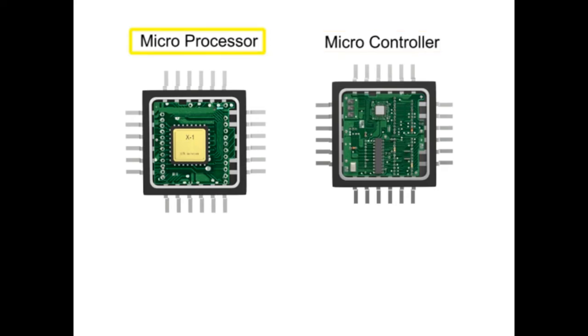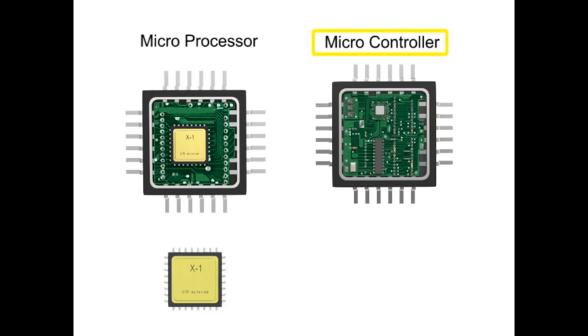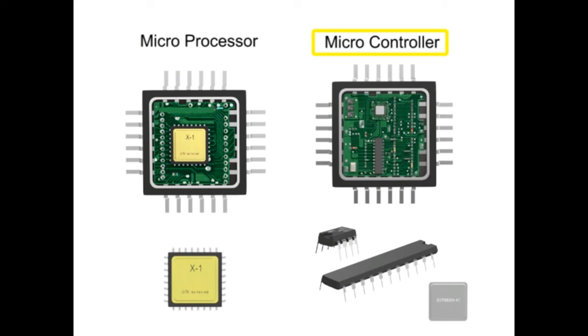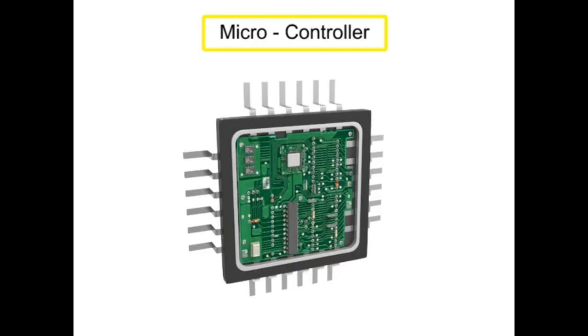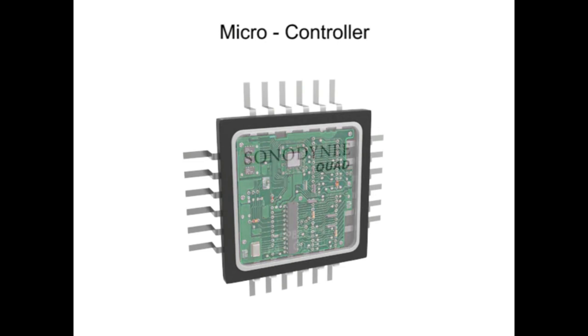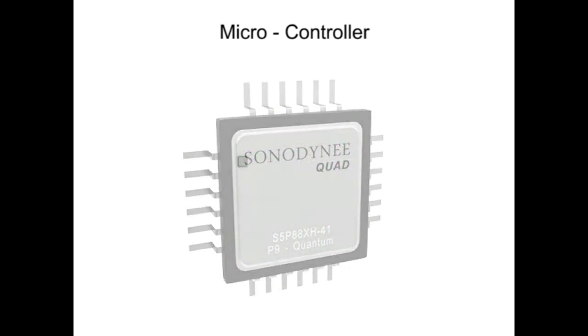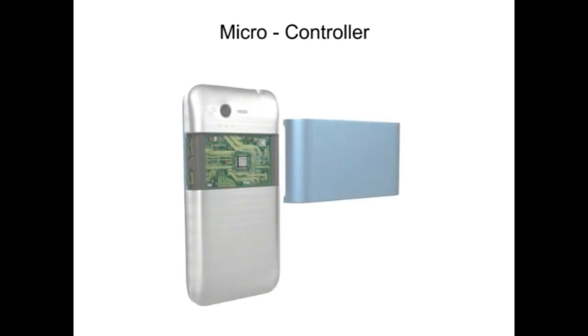A microprocessor only integrates a central processing unit onto a single microchip, whereas a microcontroller incorporates the components of an entire computer. In general, microprocessors are used to perform a wide range of computing operations, while a microcontroller, with its all-in-one design, performs specialized tasks required for devices such as a smartphone.